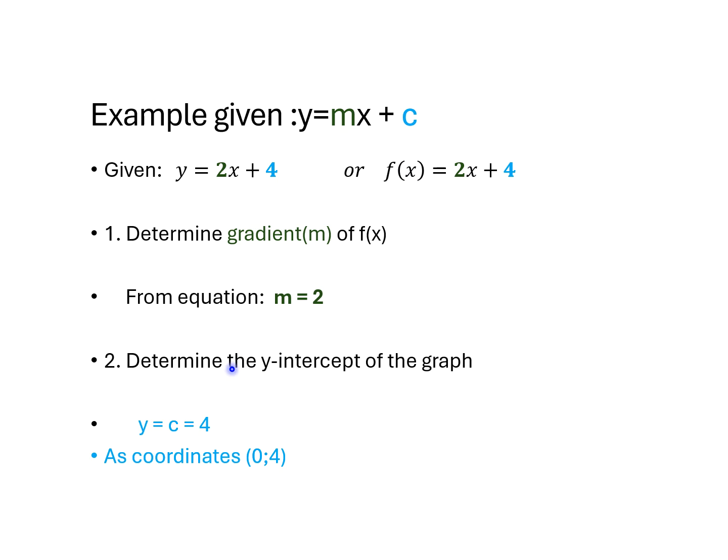Now if you say determine the y-intercept of the graph, that is c, my cutting point. So here c equals 4. If I make x 0, I'm left with 4. As coordinates, my y-intercept is (0, 4). So whatever is the constant value in my general equation is my y-intercept, or cutting point.